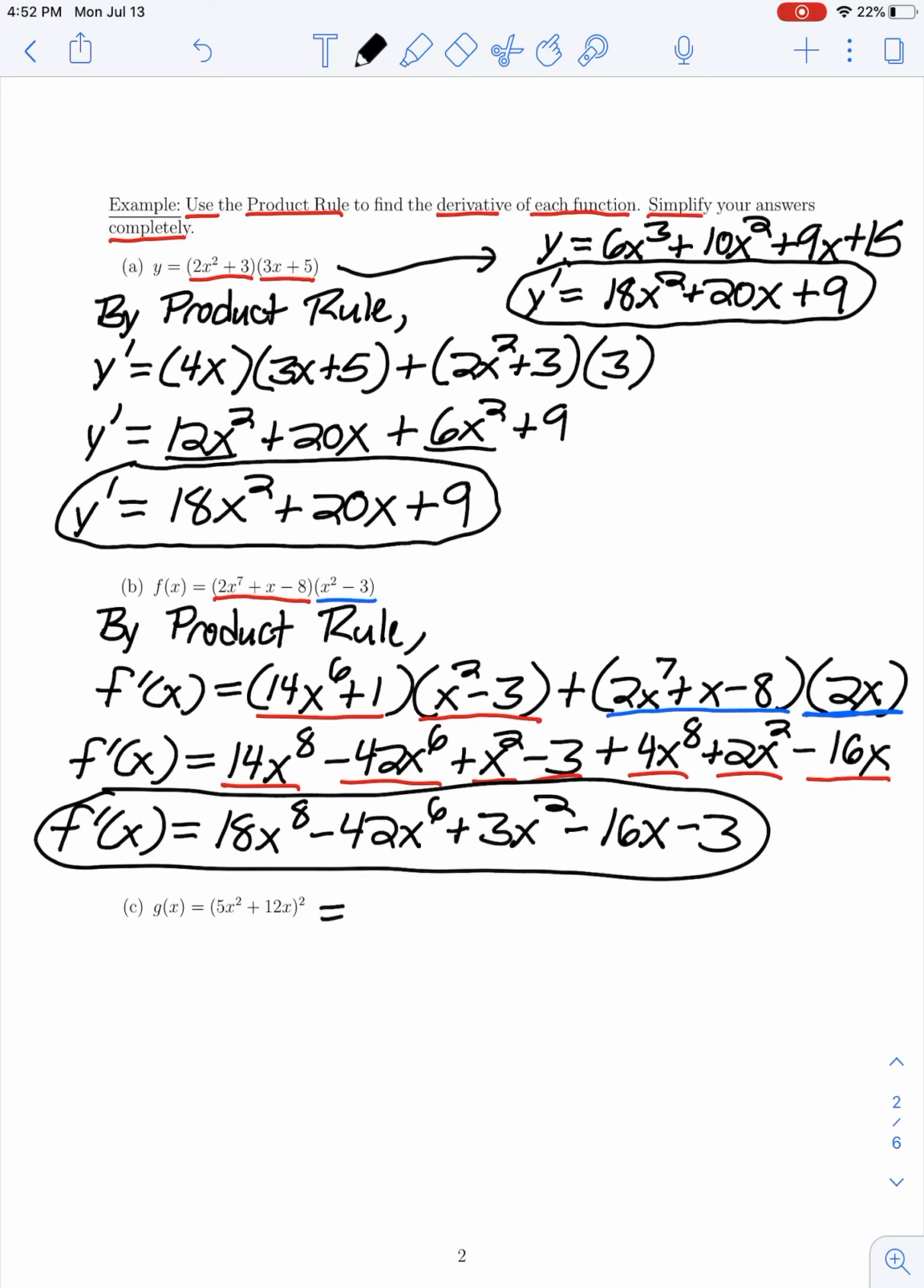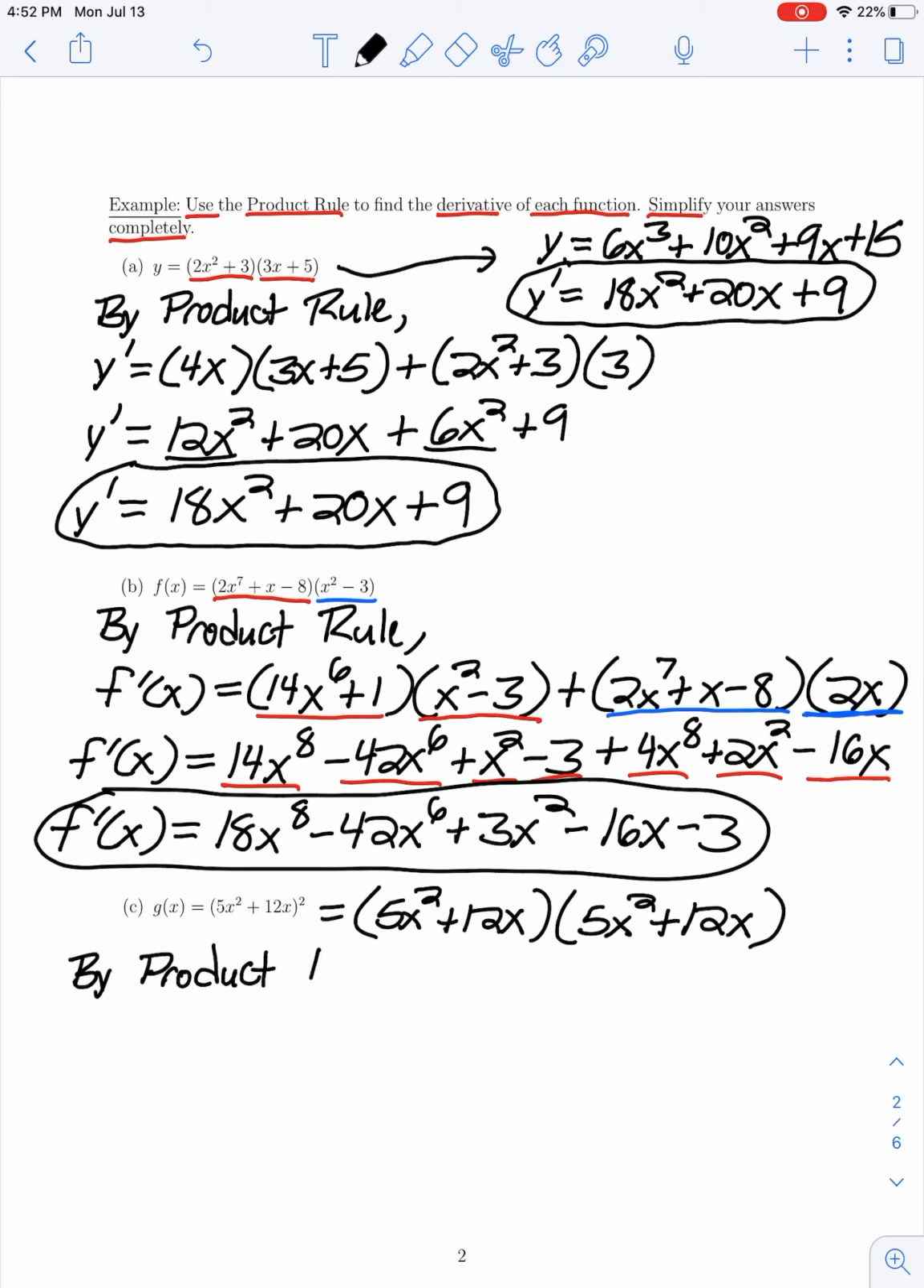So let's think about this as a product. If I have a function squared, I can think about that as the product of that function with itself. So now, g of x is the product of two polynomials, so we can use the product rule to find our derivative.